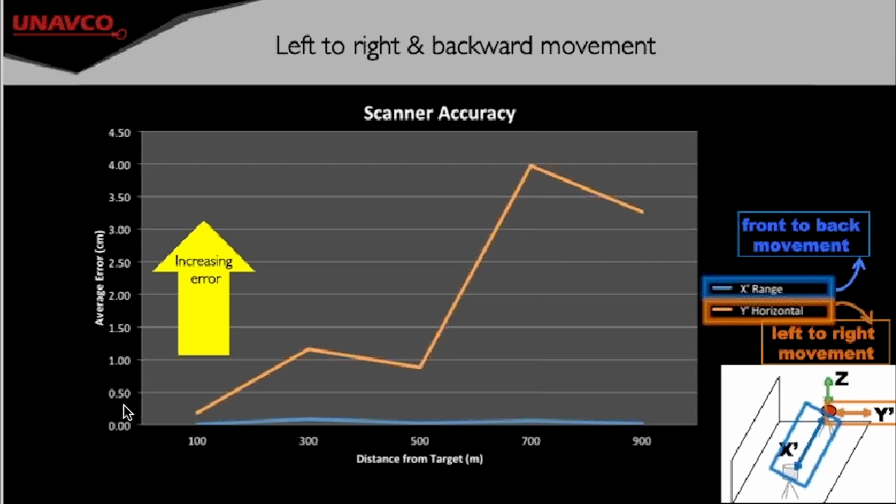So this test was clear out at the 700 meter mark, but this particular scanner, the VZ-400, is only rated for use up to 500 meters out. So it's not typically being used in the field at that distance.